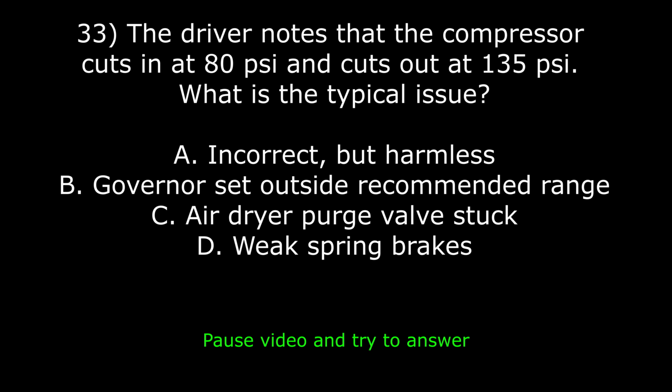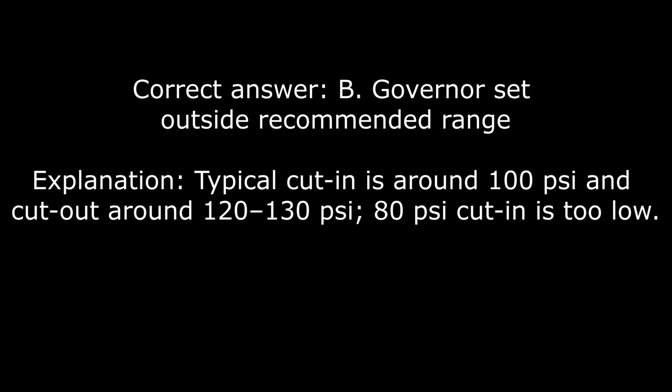33. The driver notes that the compressor cuts in at 80 psi and cuts out at 135 psi. What is the typical issue? A. Incorrect but harmless. B. Governor set outside recommended range. C. Air dryer purge valve stuck. D. Weak spring brakes. Correct answer is B. Governor set outside recommended range. Explanation: typical cut-in is around 100 psi and cut-out around 120 to 130 psi. 80 psi cut-in is too low.